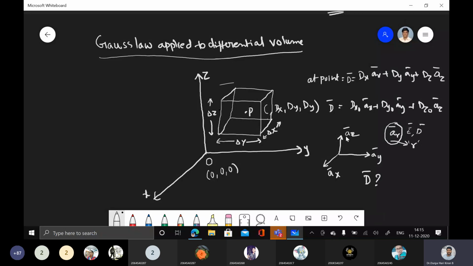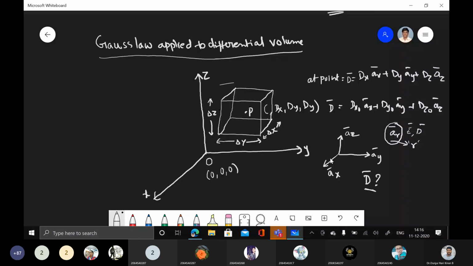Basically, what we have done is we have taken the unit vector in the direction of AR bar. But in this case, what is that differential volume case? We are considering that at P there are three unit vectors, and what will be the resultant flux density? I hope it is very clear now.